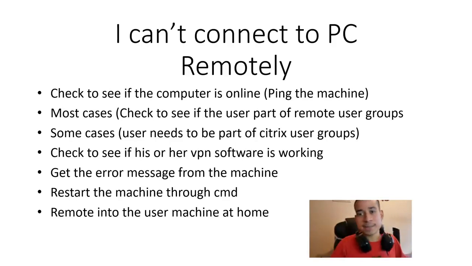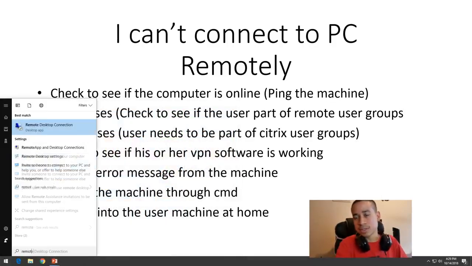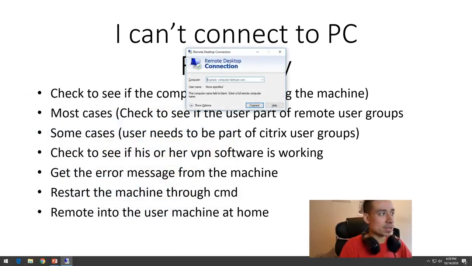Another one would be the computer is on, but they can't remote in through DNS. They put the name of the actual computer and it doesn't work. As a workaround, you could give them the IP address of that computer and have them remote into the computer using the IP instead of the actual name of the computer.